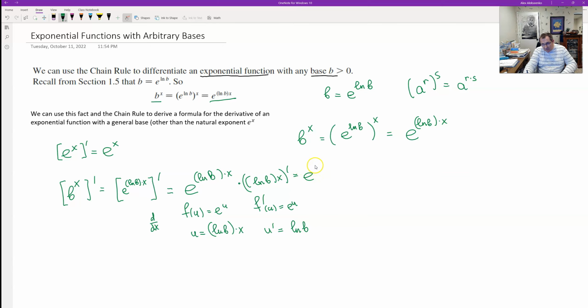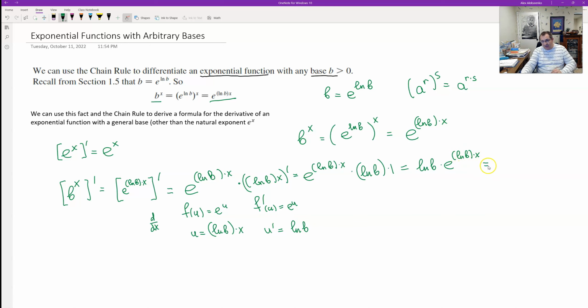So e to the natural log b times x times the derivative of this expression is natural log b, because natural log b is a constant, and a constant can be pulled out from inside of the derivative, and the derivative of x is equal to 1. So summarizing, it's going to be natural log b multiplied by e raised to natural log b times x.